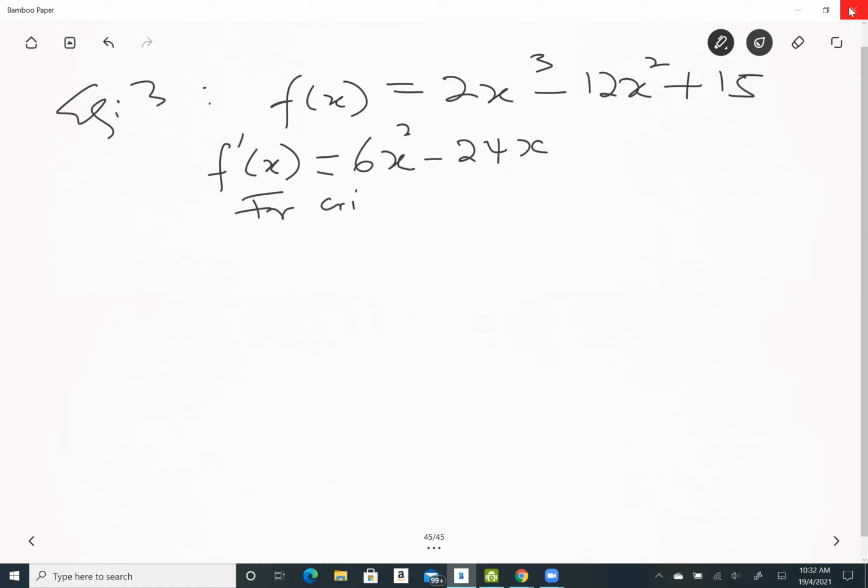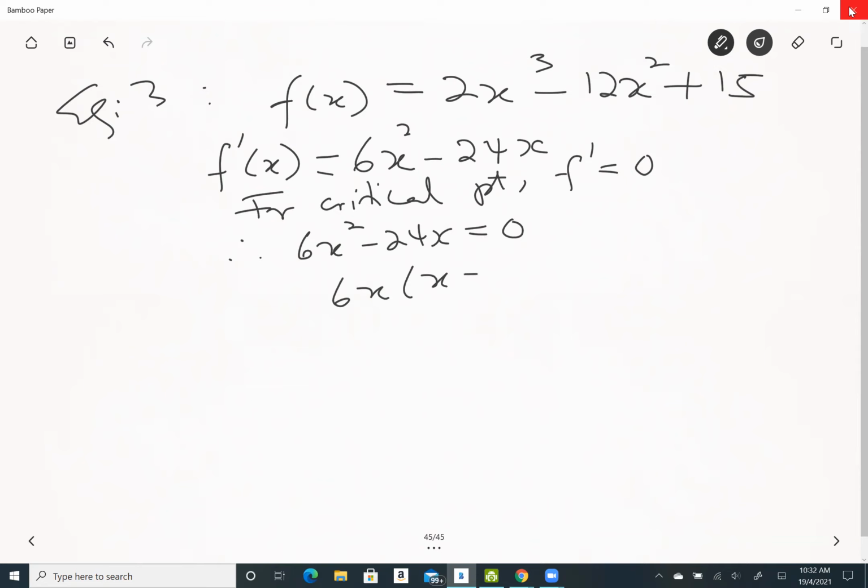Zero. I got two, sir. Two. For the critical points, 0 and 4. Everybody got it? F prime equal to 0. Yes, all right? So therefore, 6x squared minus 24x equal to 0. So you factor out the 6x, and then you get x minus 4 equals 0.